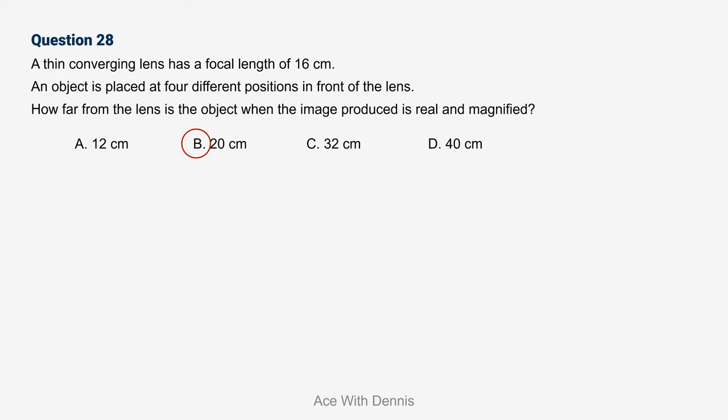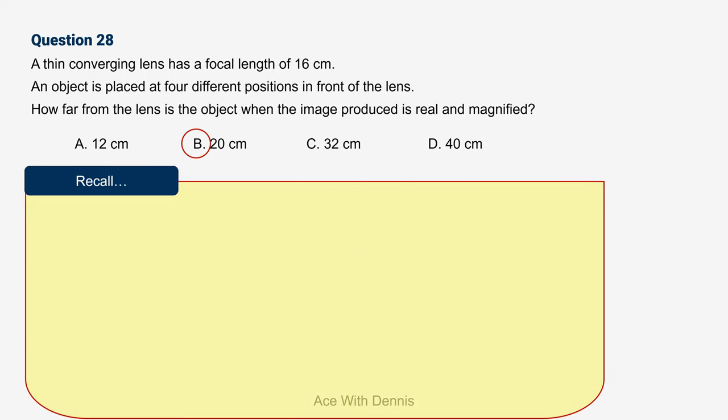20 cm. So to explain this answer, we need to recall a few concepts about thin converging lens. First is the thin lens formula, which is 1/u + 1/v = 1/f, where u is the distance between the object and the lens, v is the distance between the image and the lens, and f is the focal length.